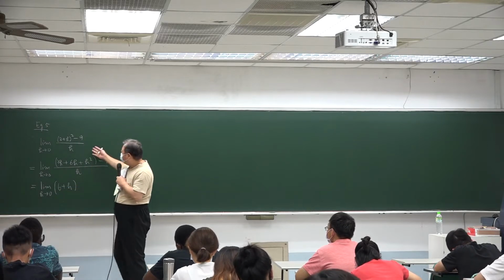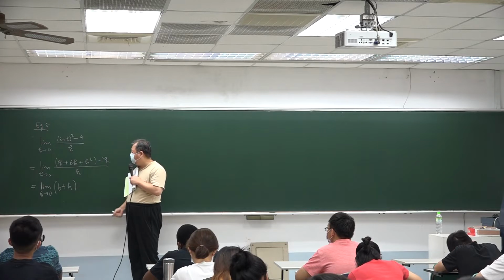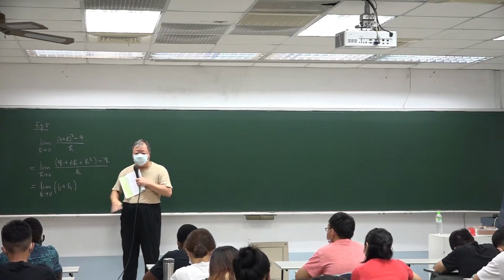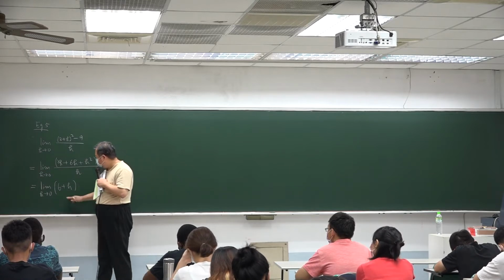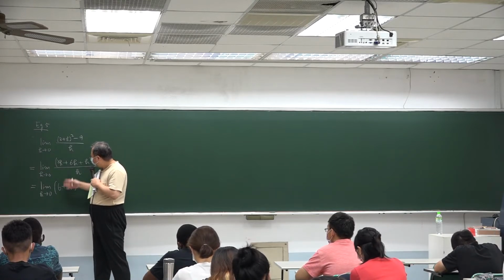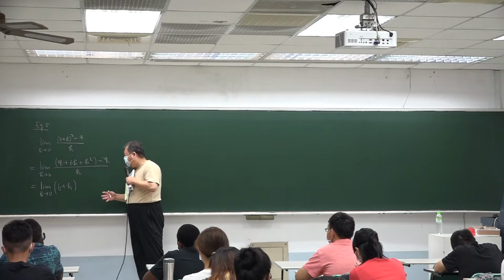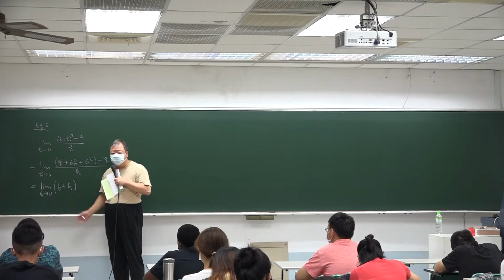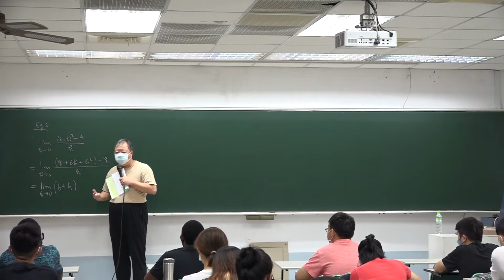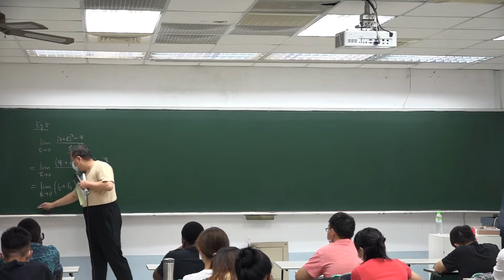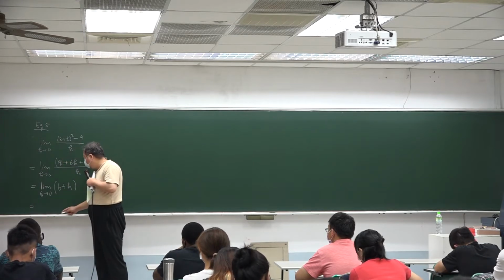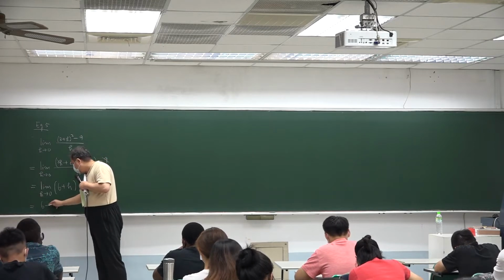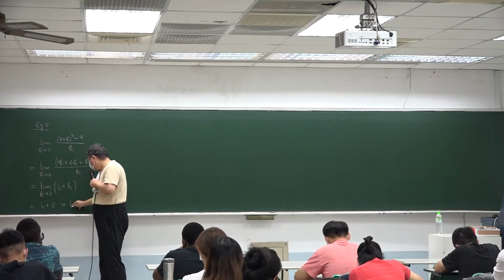So this function is undefined at h equals 0, but this polynomial function is defined everywhere. Because these two functions have the same values everywhere except at this point, these two functions have the same limits. Because this is a polynomial, we evaluate this by direct substitution. So this limit is 6.